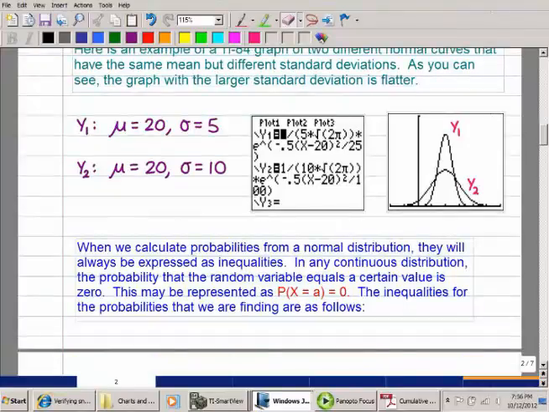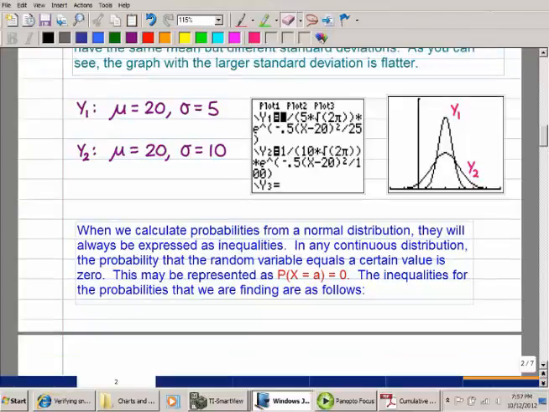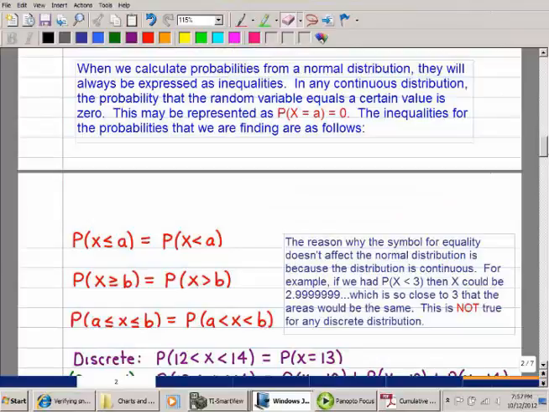Now, when we calculate probabilities in a normal distribution, they're always going to be expressed as inequalities. In fact, for any continuous distribution, which there are others besides the normal, but we're not studying those in this class, the probability that the random variable would ever actually equal a specific number is 0. We have to treat them as less thans, greater thans, or between two numbers, so we can calculate areas. The common inequalities, like I said, would be less than, greater than, and between two numbers.